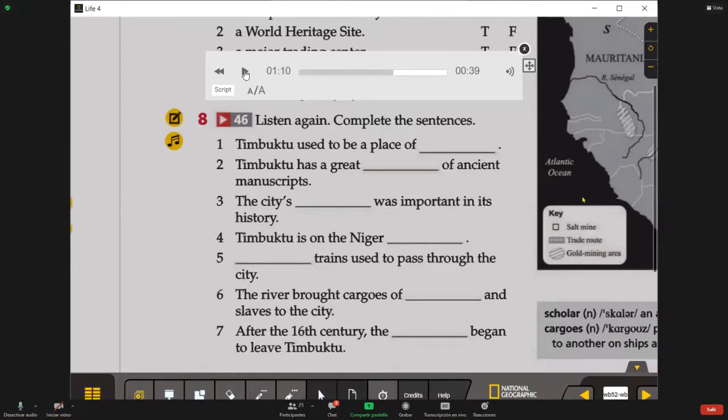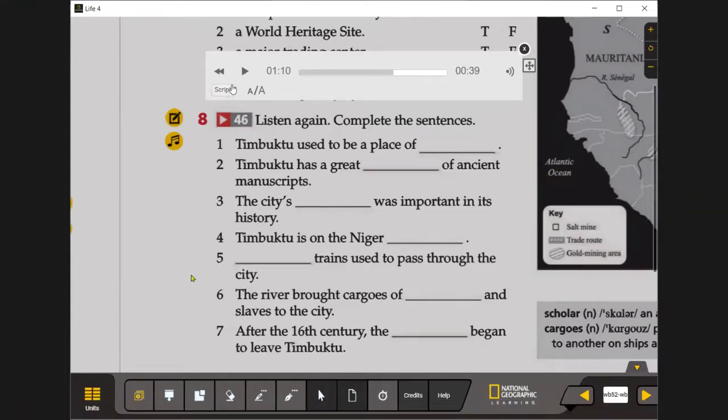Okay, any ideas? Used to pass around the city. Right. Remember that camels were a very popular means of transport for them. So if they put them in line, we can probably talk about camel trains. Okay.